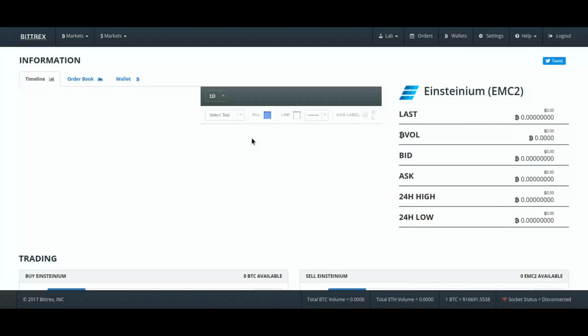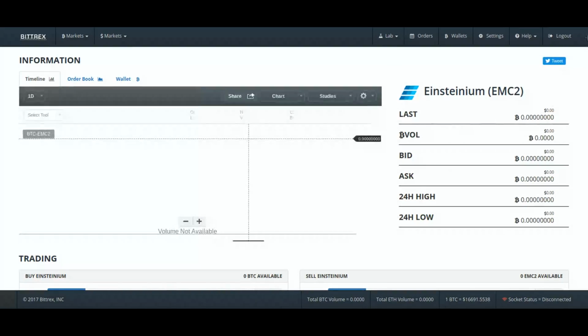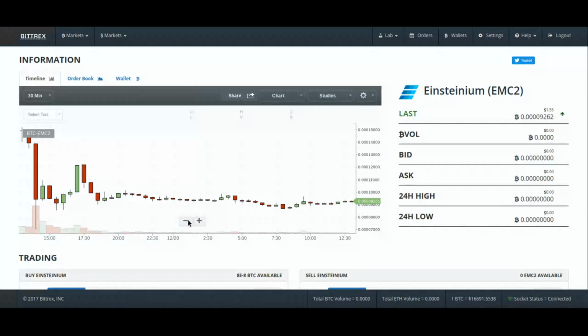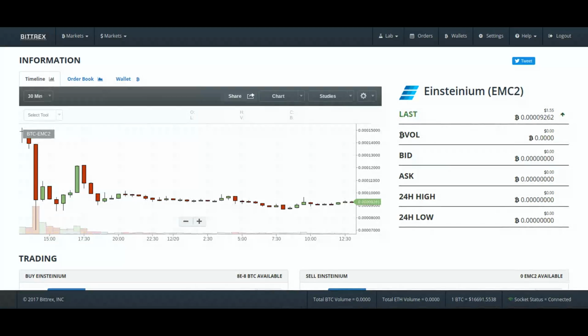I thought I entered my new positions on here. I must not have. Nope. Let me see. Nope. Alright, so if we're looking at Einsteinium right now, I'm gonna take it back and show you what I got out at, where I got in at, and where I jumped back in at. Right now it's trading at 92,000 Satoshi.